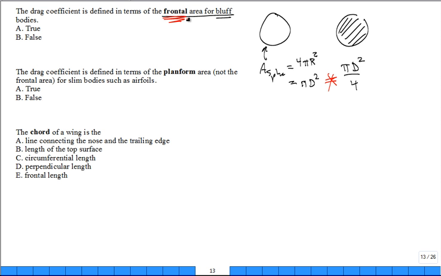Okay? So if I put a sphere on the road and I stay way far down the road, a mile away, and I look, that's the shaded area, the frontal area. Just think of automobiles also. That's the frontal area of the automobile.